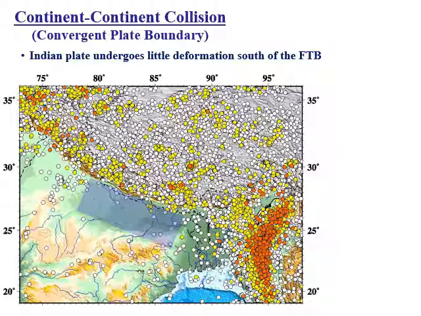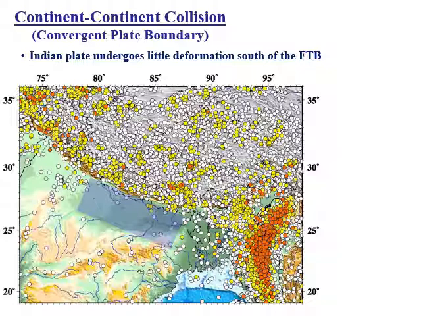The moment you look at a map like this, what is remarkable is the difference in the distribution of earthquakes in India and in Tibet. What you can clearly see is that as the Indian plate penetrates into Tibet, it undergoes very little deformation immediately south of the fold thrust belt, at least along the central part, which is shown by this blue box on the map, which you can also see from the plot of these earthquake epicenters, as I've pointed out.